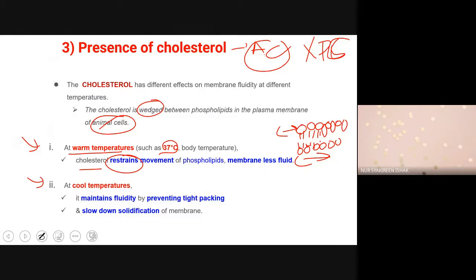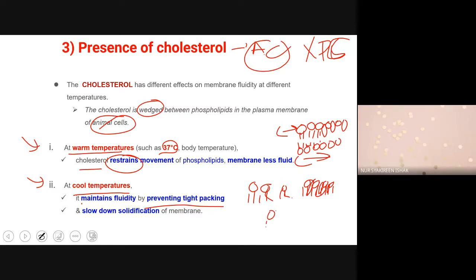So what is the function of cholesterol at cold temperature? When the temperature drops, cool temperature. For plasma membrane of animal cell, dia tak ada unsaturated fatty acid, dia tak akan ada kink, kan? So when the temperature drops, the phospholipid molecule will have the tendency to closely pack together and become solid. So by having cholesterol embedded or wedged between the phospholipid molecule there, this prevents the phospholipid molecule from closely packing together and prevents the plasma membrane from becoming solid.